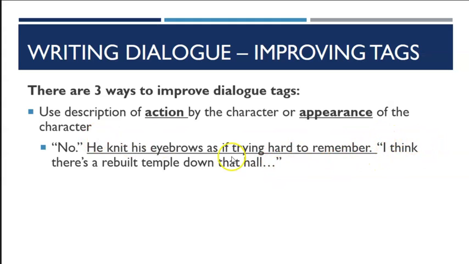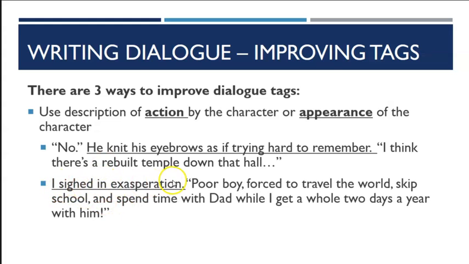So again, we don't have to say he said, or he thought, or he mumbled, or anything like that. Instead, we use a description, what he's doing, what he looks like, to tell us what he's feeling. I sighed in exasperation. "Poor boy, forced to travel the world, skip school, and spend time with Dad while I get a whole 2 days a year with him." So here, our tag, right, again, is not a synonym for the word said. Instead, it's an action that Sadie's doing. It tells us her feelings with it. And the words also convey her thoughts and feelings, right? So again, it tells us about Sadie, what she's saying.